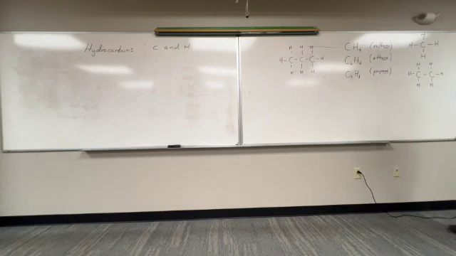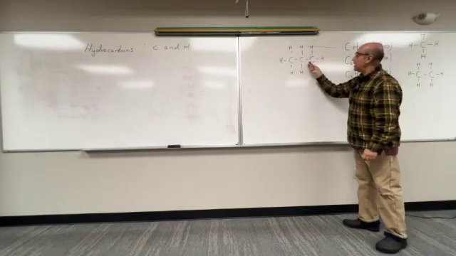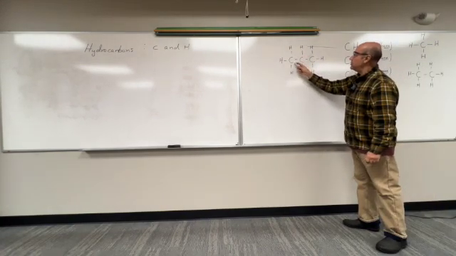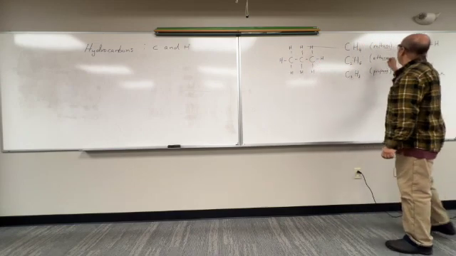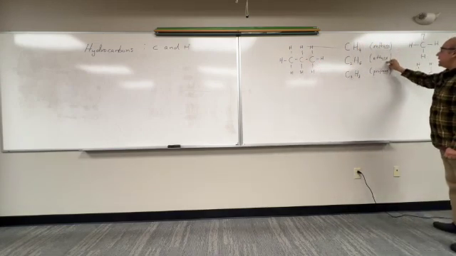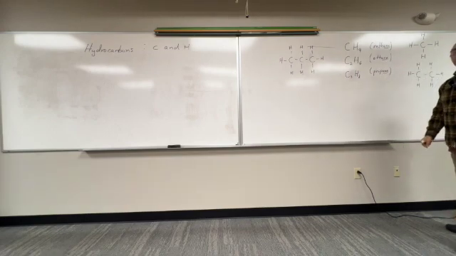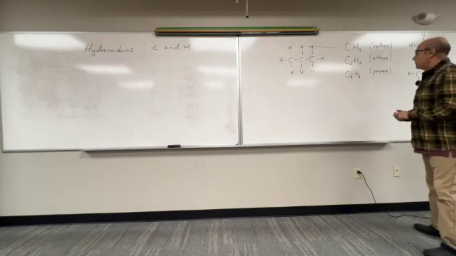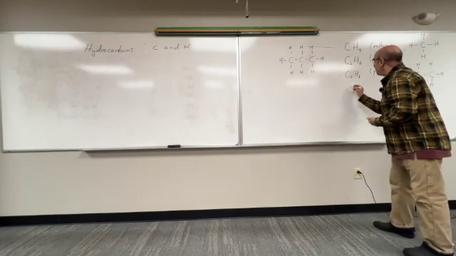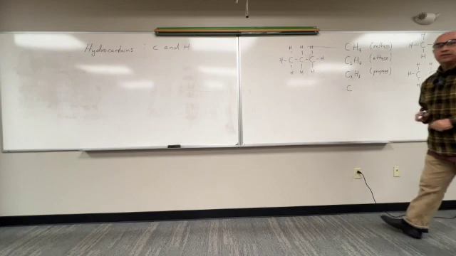So when you have hydrocarbons with single bonds and only hydrogen, you have compounds that end in A-N-E. They're called alkanes, but don't worry about the name. Just be sure that all of them are going to end in A-N-E. So let's see if you can predict what's the next one.